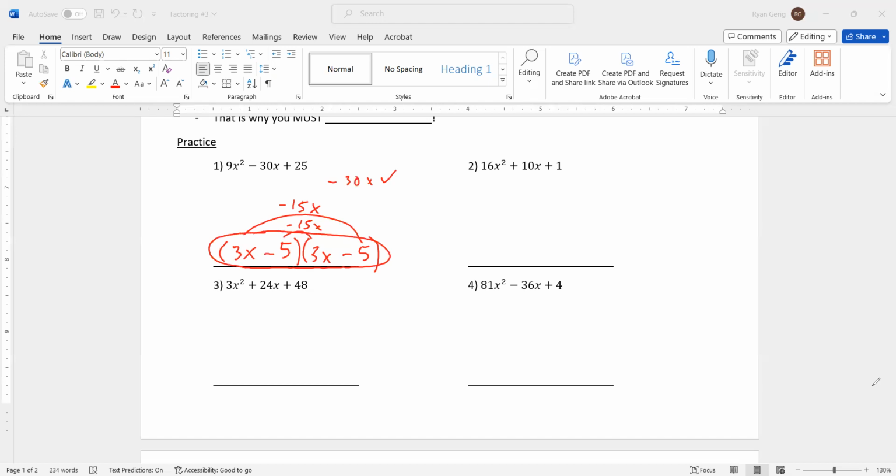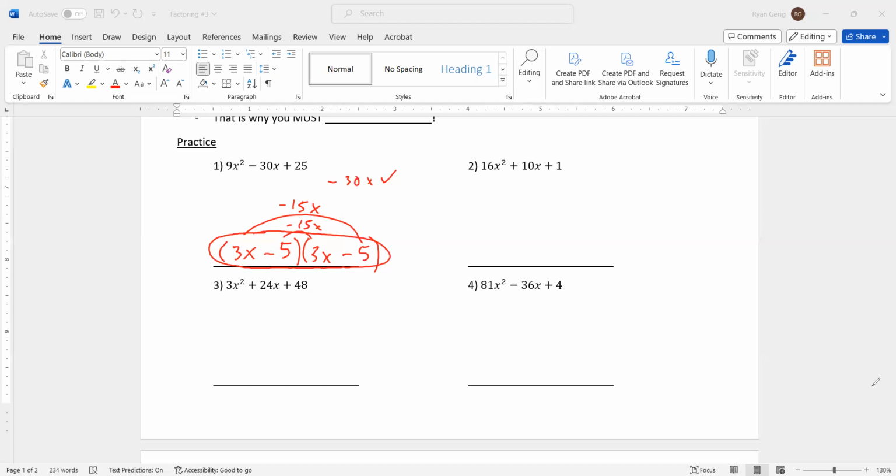Now, like I said at the very beginning, if this does not make sense to you, just do it the old way. Do 9 times 5, you get 225. What two numbers multiply to 225 and add to -30? It'd be -15 and -15. You do the grouping, and you should get the same answer.